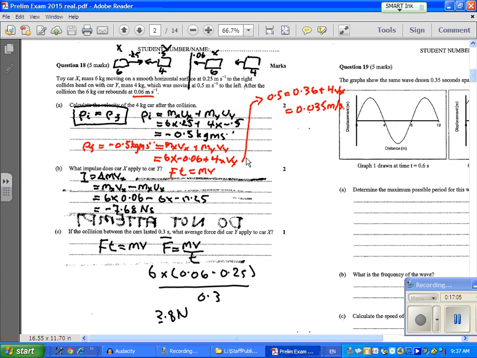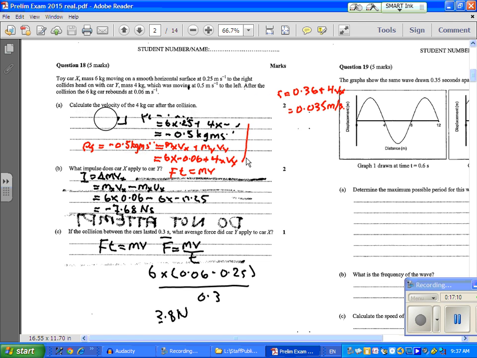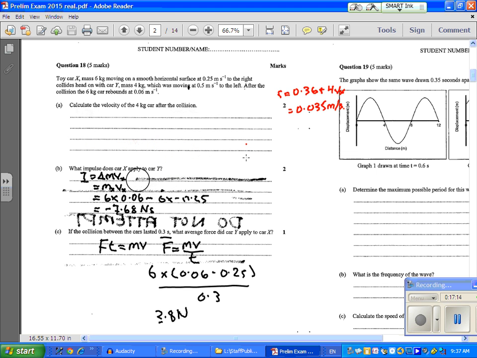Okay? All right, let's rub all that off. Now look, I will freely admit that is one of the harder questions in the paper, so it doesn't totally surprise me.